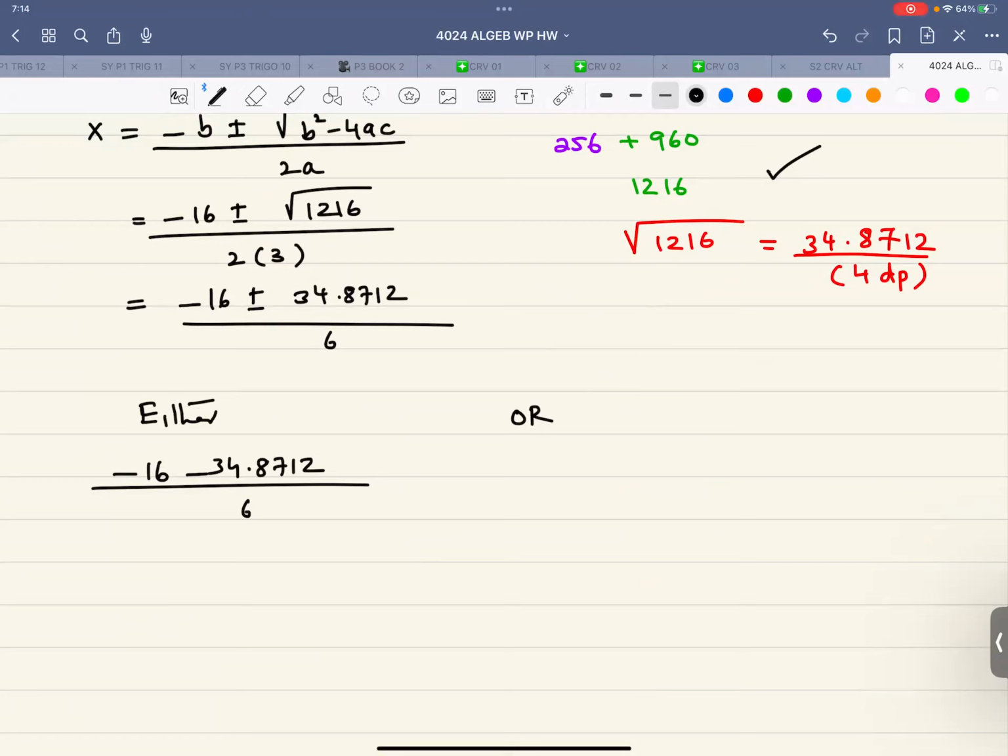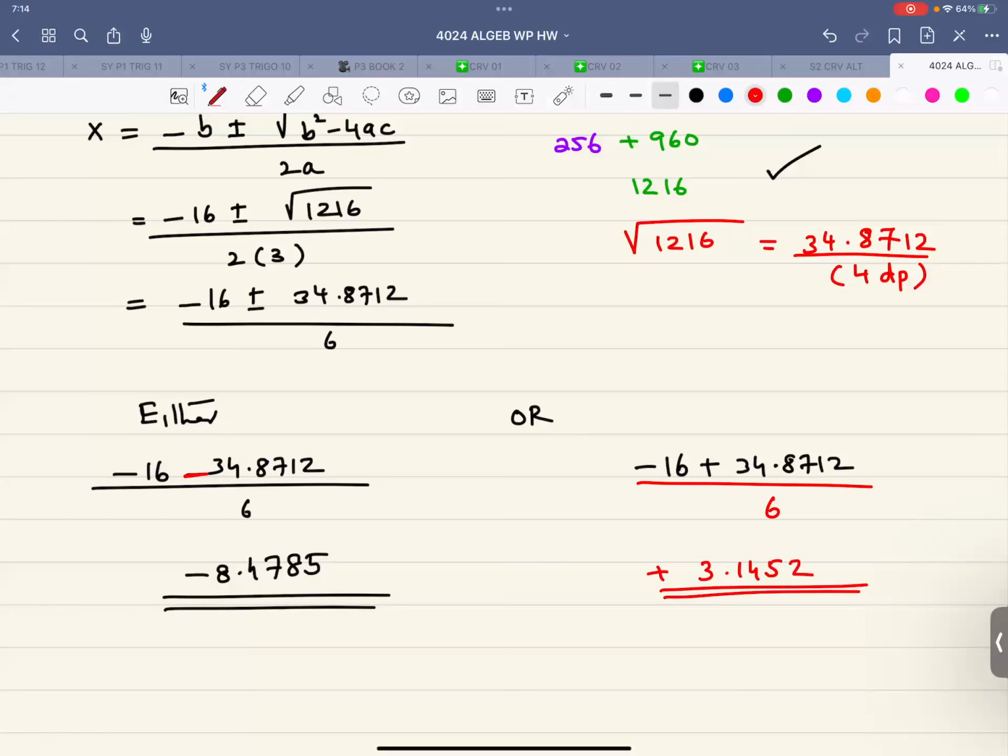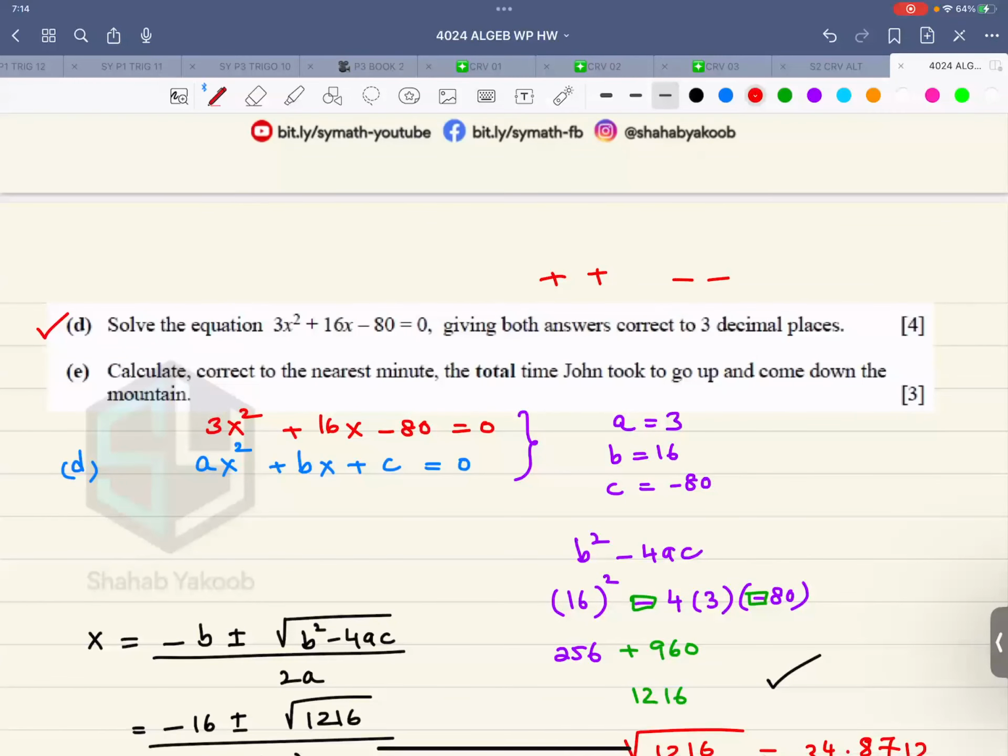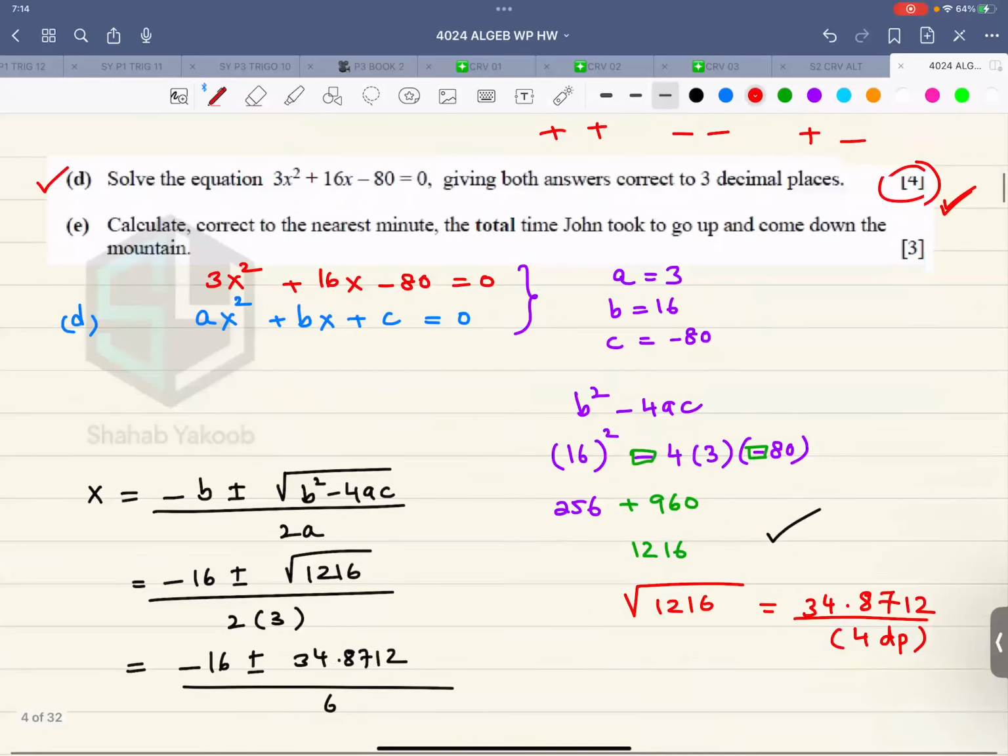So therefore, 34.8712 is being added to 16. Overall sign is negative, divided by 6. This comes out to be negative 8.4785. Similarly, the other one is negative 16 plus 34.8712. Let me highlight this. This is a negative sign. So therefore, 34.8712 minus 16, and it's divided by 6. Let me divide by 6. This comes out to be positive 3.1452. These are the 2 answers. Whether they make sense or not, whether they are positive or negative, we will just write them to gain full 4 marks. So that is what we are getting.